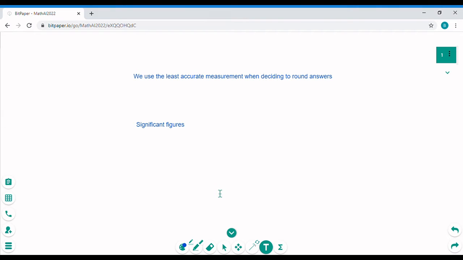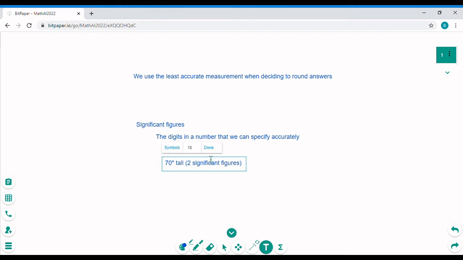Okay, so a significant figure is the digits that we can specify accurately. So one example of that is I am 5 foot 10 inches, which would make me exactly 70 inches tall. And so that's two significant figures, because I know I'm not 71 inches tall, and I know I'm not 69 inches tall, but I can't say anything more than 70 inches. I don't know if I'm like 70.5, 70.2, and it actually changes throughout the day.